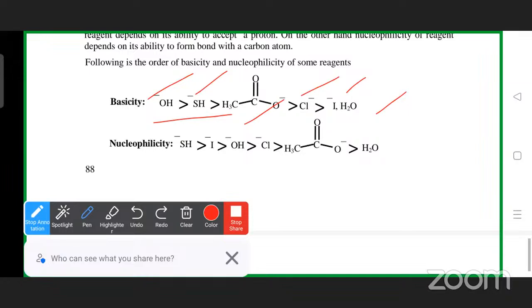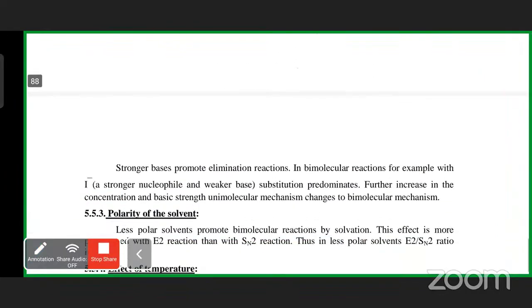For example, if the OH minus group is there, elimination is favored. If the bulkier base is there, meaning a less basic group, then the substitution will take place. So as per this order, you can predict either substitution or elimination.